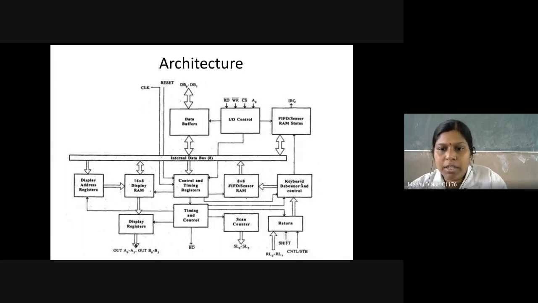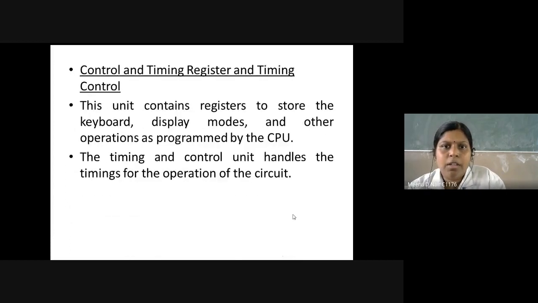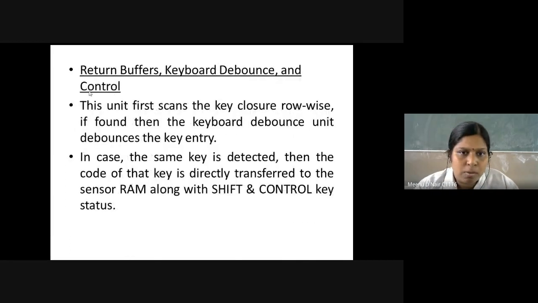So we are going to see about these two blocks: return buffer, keyboard debounce and control. So what is the keyboard debounce? Return buffer is what all those things will do. This unit first scans the key closure row wise. If found, then the keyboard debounces the key entry. Okay.